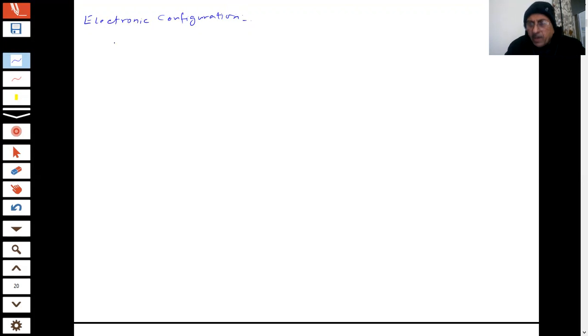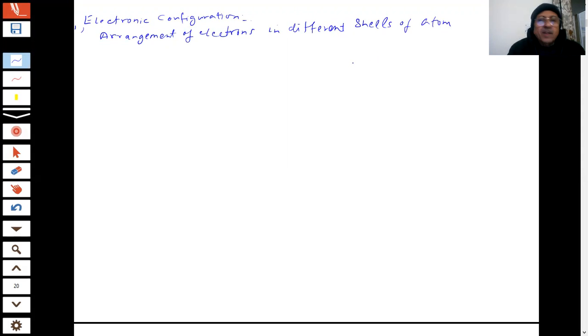So what we are saying, students, electron configuration means the arrangement of electrons in different shells of the atom. What we said till now is that there are shells inside the atom. We are giving a very simple picture yet, because in the shells there are subshells, there are orbitals in which the electrons live. So we are going to discuss all this.